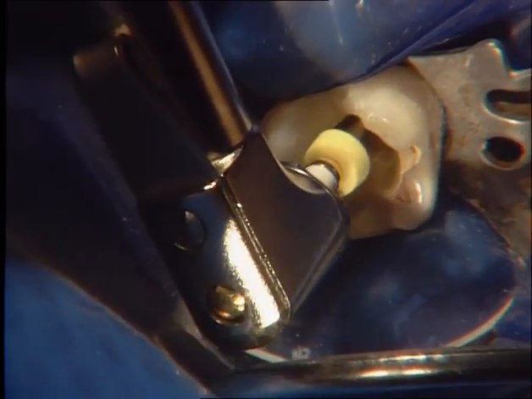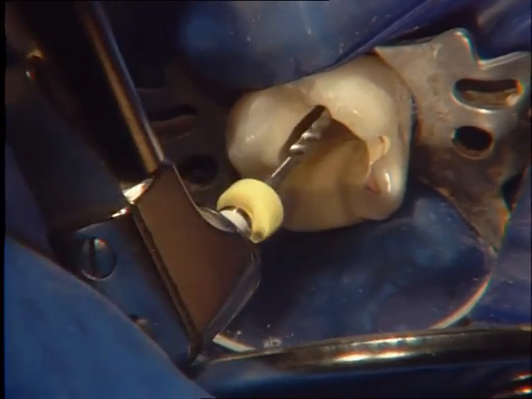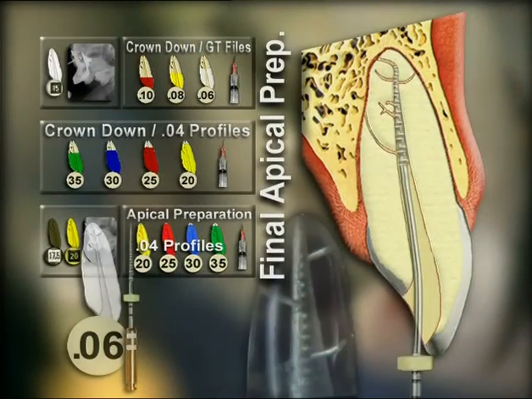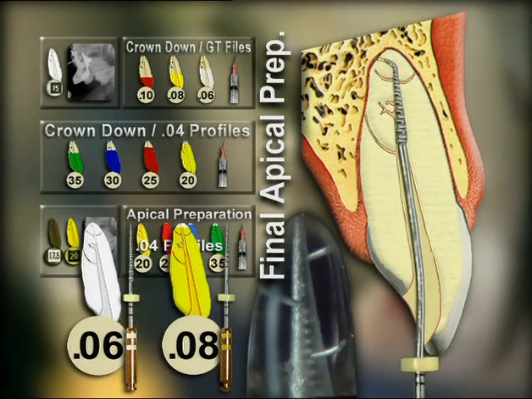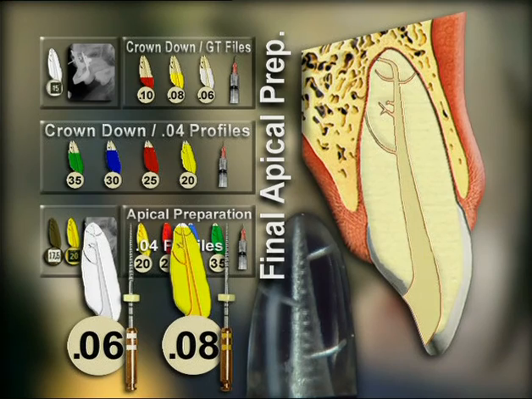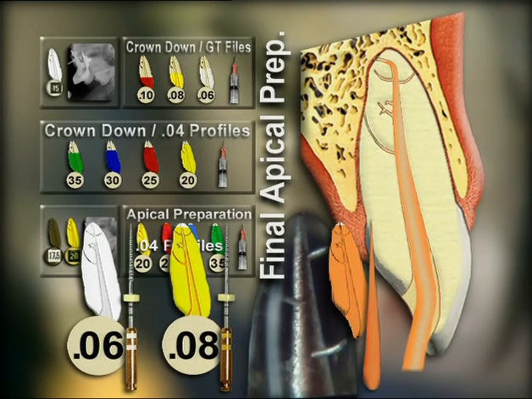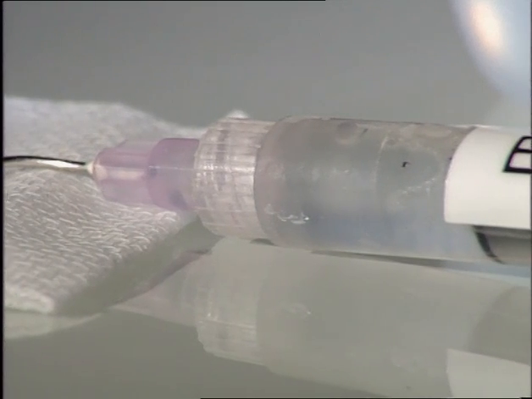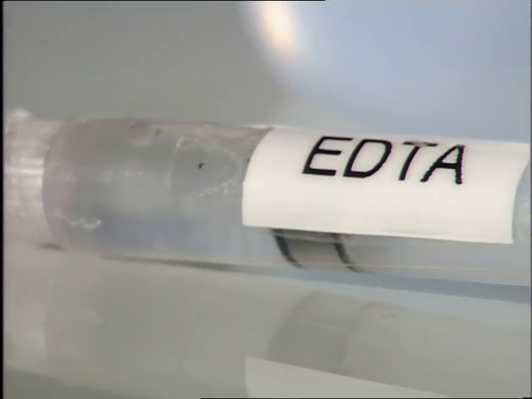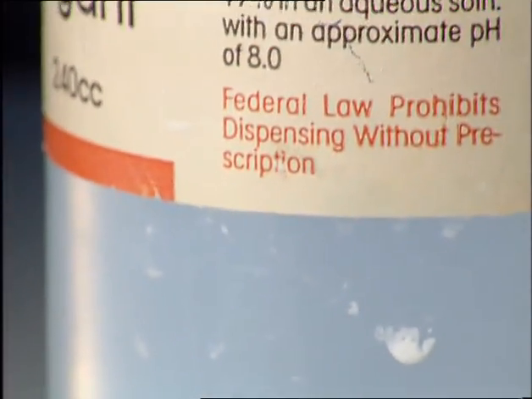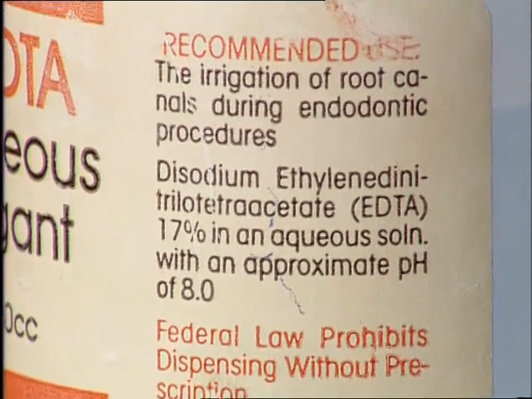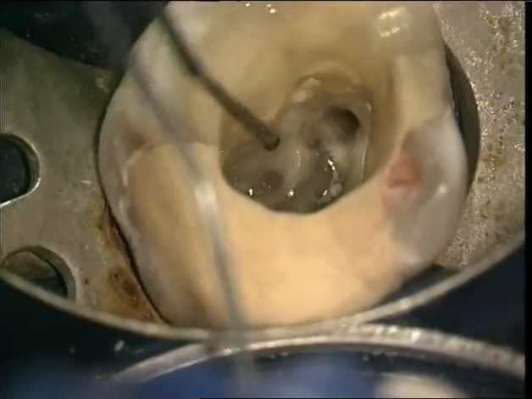In our patient, taper files of .06 are worked to the canal terminus, while the taper file of .08 is stepped back for about 1 millimeter. Now the canal has assumed the shape, and a gutta-percha cone can be fitted. At the end of the shaping procedure, the smear layer is removed by irrigating the root canal system with an aqueous solution of 17% EDTA. EDTA means disodium ethylene diamine tetraacetate.